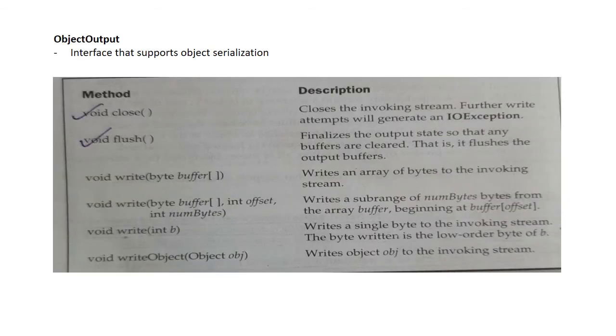The ObjectOutput interface extends the DataOutput interface, and it supports object serialization. It defines the methods as shown below. Here we can see the writeObject method. We have a writeObject method, and this is called to serialize an object. All of the listed methods will throw an IOException on error conditions.